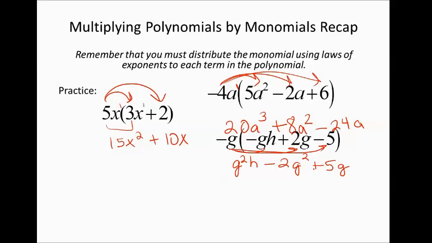Okay? And if you're worried about standard form for this one, of course, there's an exponent of 2 on g and 1 on h, so that's a degree of 3. There's an exponent of 2 on g, so that's a degree of 2, and there's a 1 on g, so that's a degree of 1, so it is in standard form from highest degree to lowest degree. Okay, so this is just talking about the degrees, so you don't really need to worry about that.